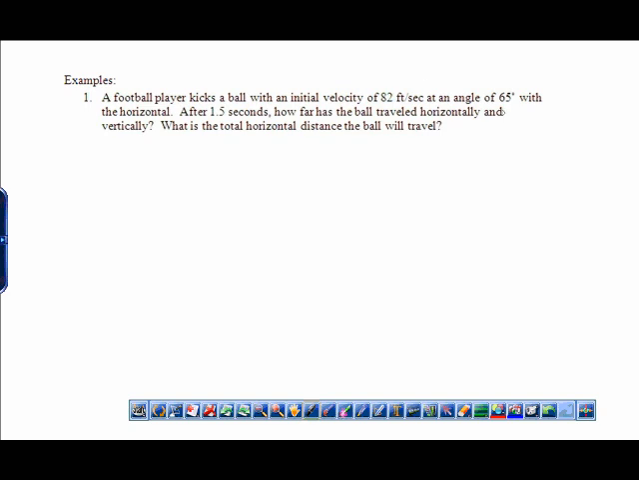Okay, so let's pick out the information that they give us. They give us this initial velocity to be 82. Okay, so that's like our v. It's really like our magnitude of v, but I'm just going to go ahead and label it as v. And then our theta here is going to be 65 degrees.